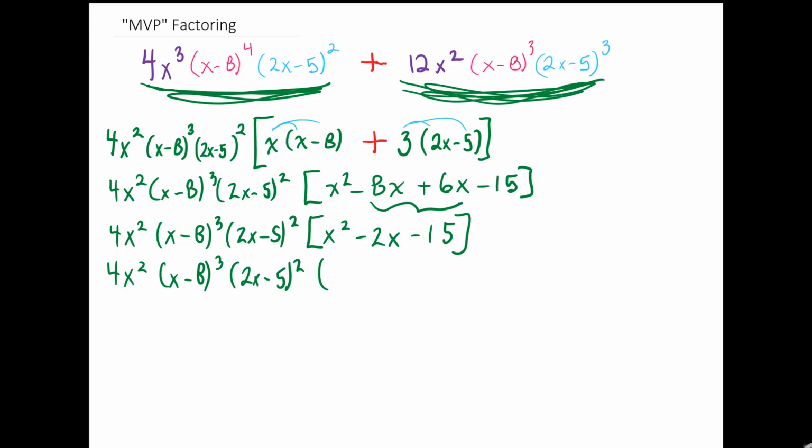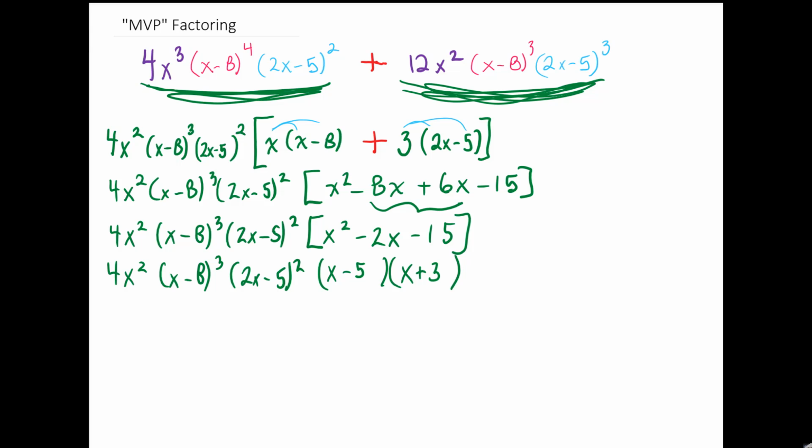And then inside of those brackets, I actually have something I can break down into a product, right? Can you think of any numbers off the top of your head that multiply to be negative 15 and add up to be negative 2? Well, hopefully if you thought about it for a second, we might think of x minus 5 and x plus 3, because negative 5 times 3 is negative 15, and negative 5 plus 3 is negative 2.